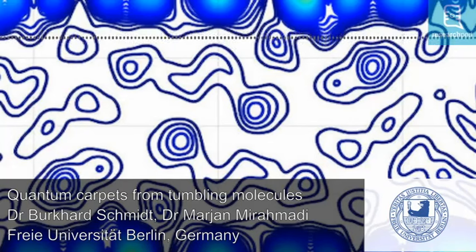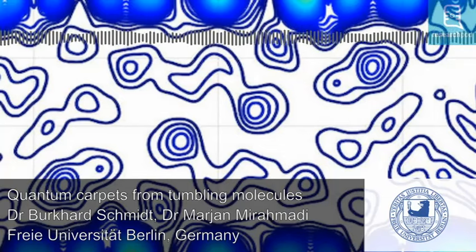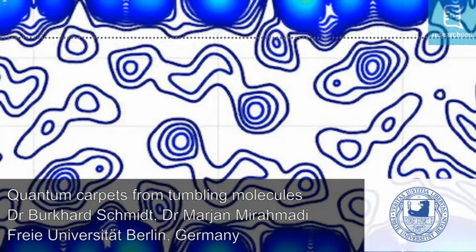In this episode, we'll discuss how Dr. Burkhard Schmidt at the Freie Universität Berlin, Professor Bretislav Friedrich at the Fritz Haber Institute of the Max Planck Society, and their research students, Dr. Marjan Miramadi and Mr. Mallikarjun Kara, are studying the effects of electromagnetic fields on molecular rotation and how these effects could be used to achieve quantum control.